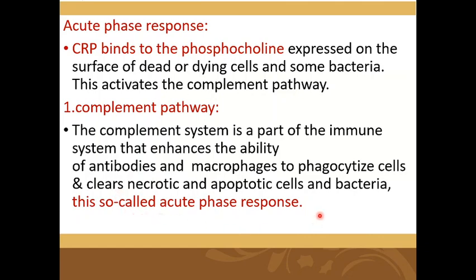So what is the acute phase response? When CRP binds with phosphocholine, it activates the complement pathway. Complement pathway activates the antibodies, increases the ability of the antibodies to bind with the antigen, bacteria, and the macrophages' activity or ability is also increased to phagocytize the cells and clear the necrotic and the apoptotic cells.